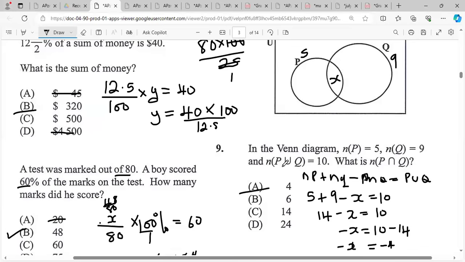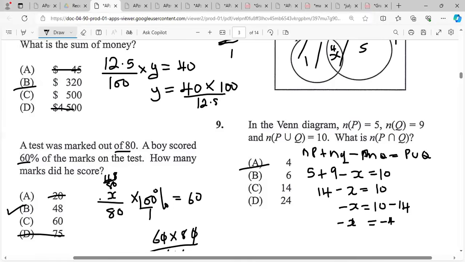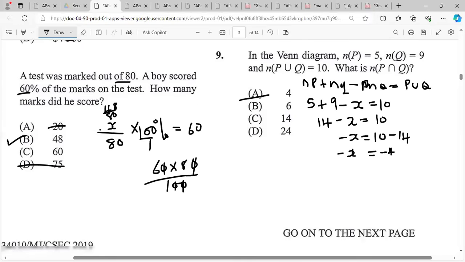And they said the number in P union Q should be 10, so we can do a little check. If the intersection is 4, 5 minus 4 will be 1, 9 minus 4 will be 5. So when you combine everything, you'll get the 10. 1 plus 4 plus 5. Nice little question, that one.